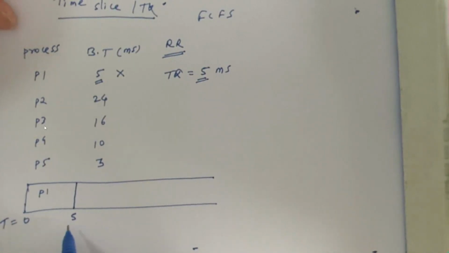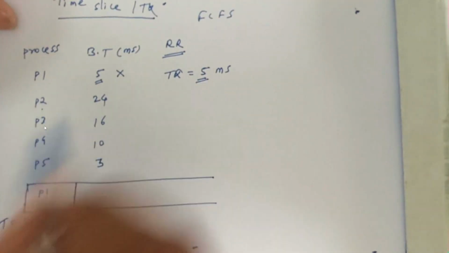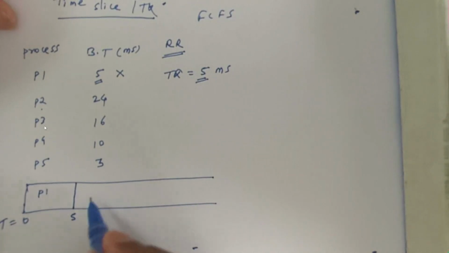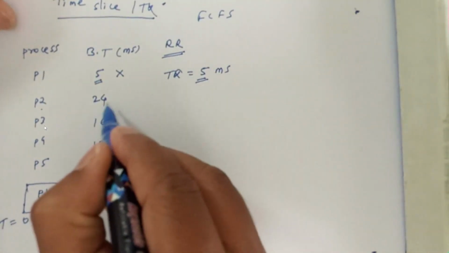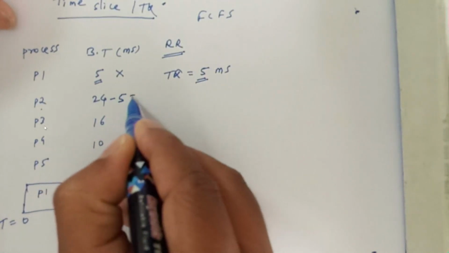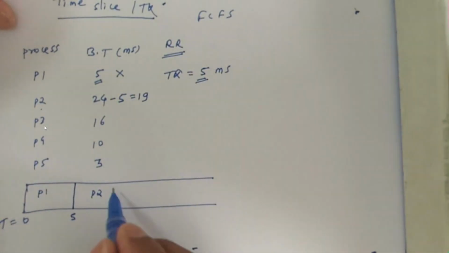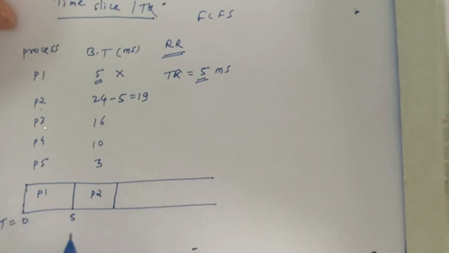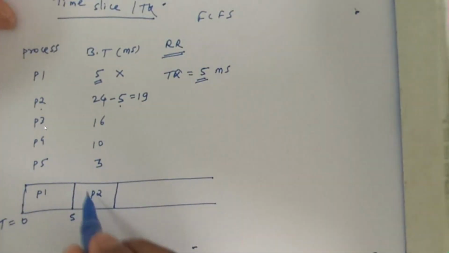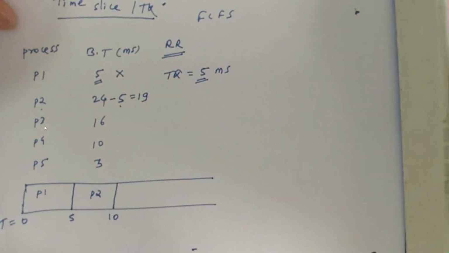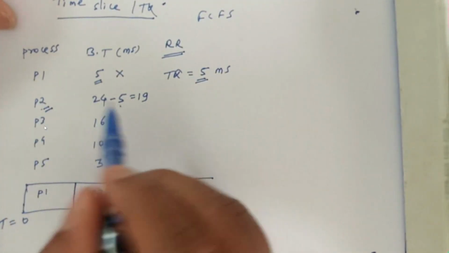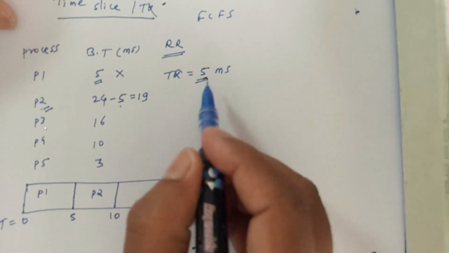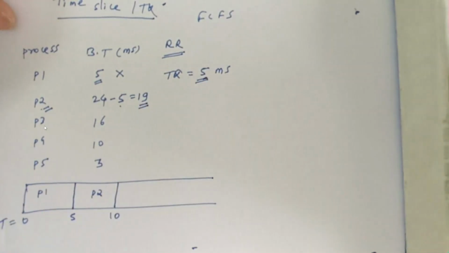Then at t equal to 5, process P2 will start and it will execute again for one time slice. The value of one time slice is 5. That means 24 minus 5, remaining time is 19. So it started at 5, executed for 5, that means 5 plus 5, 10. At t equal to 10, process P2 has completed its execution for one time slice, that is 5 units, and now the remaining time is 19.